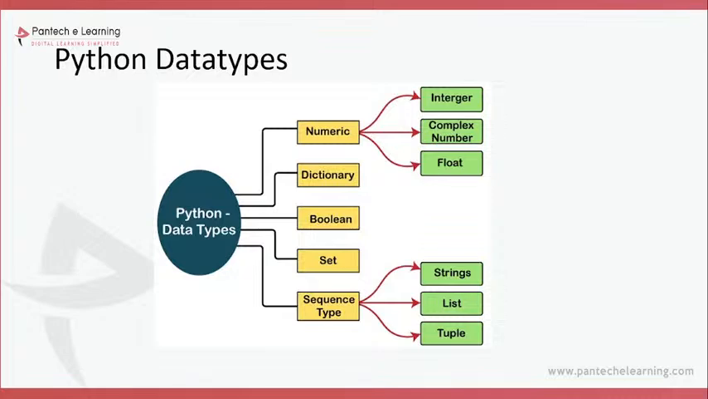So we have 5 data types: numeric, dictionary, boolean, set, sequence type. In numeric we have integer, complex, float. In sequence type we have string, list, tuple. So these are the different types of data we are using in Python.